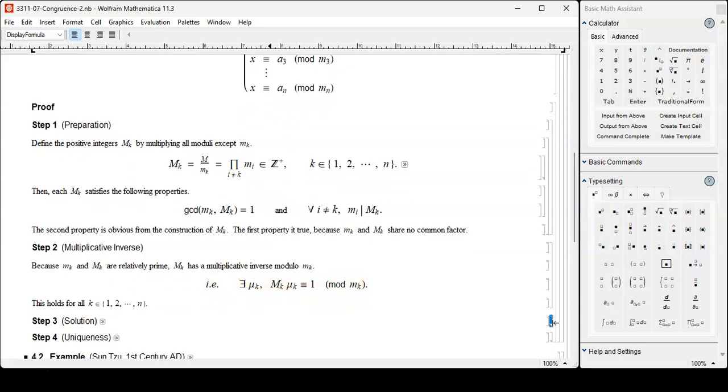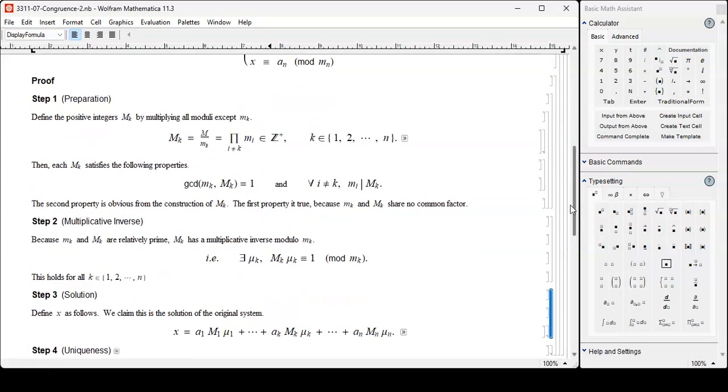The solution looks like this. a1 capital M1 mu 1, a2 capital M2 mu 2, and so on. Multiply all these, a and capital M and mu, for the first, second, third, and then add them all up. And that is the solution.